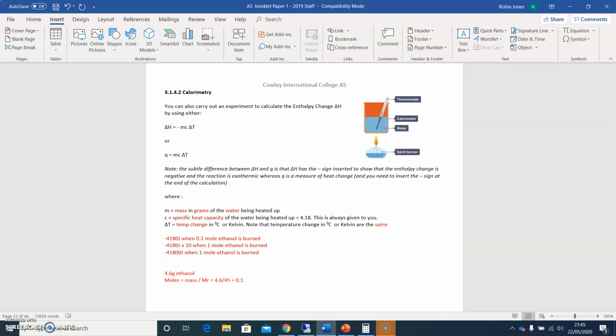And sometimes it asks for it in kilojoules. Joules, kilojoules. Joules is smaller than kilojoules. If I go from small to large, I divide by 1,000. So small to large, divide by 1,000. If I divide by 1,000, 41.8 kilojoules of energy is given out when 1 mole of ethanol is burnt. Sorry, fat fingers there on my keyboard. 41.8 kilojoules when 1 mole of ethanol is burned.